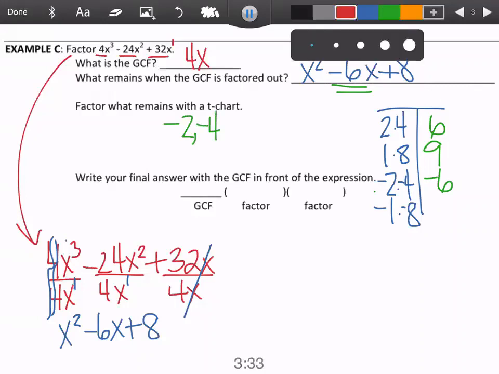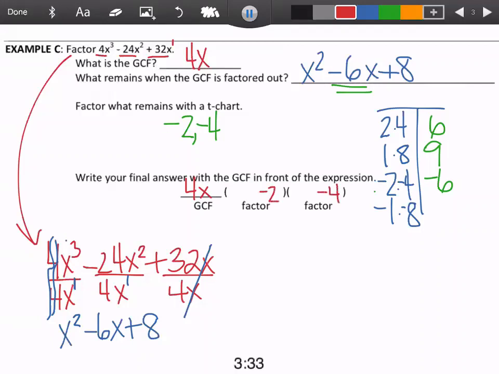So again, we're going to write our GCF out front, which is 4x. Our factors are negative 2, negative 4. And then remember, x squared divides into x times x. So our final answer there is 4x times x minus 2 times x minus 4.